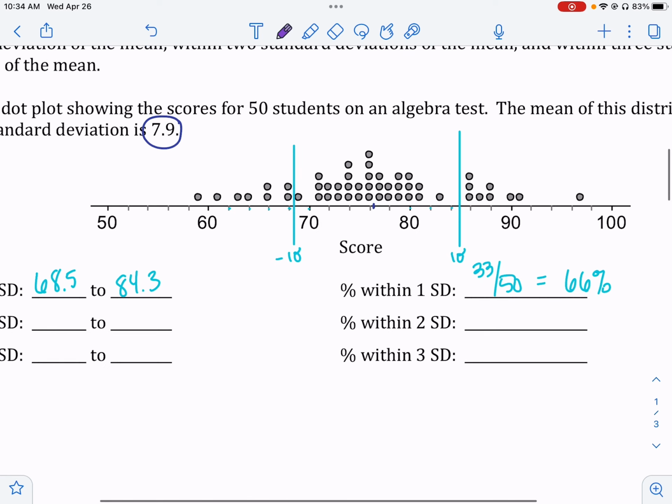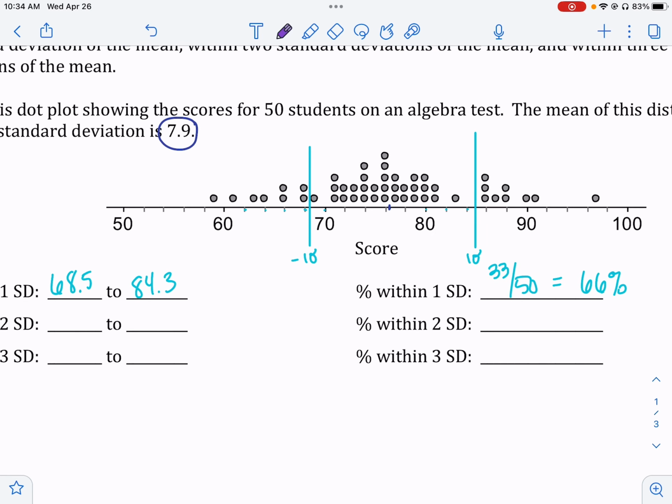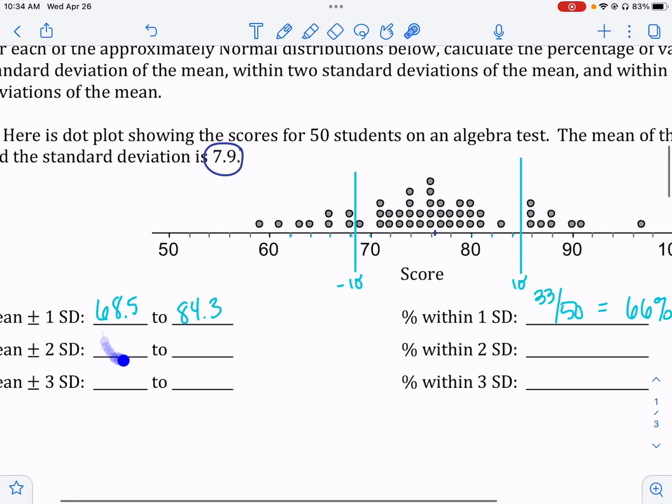So I'm going to take these numbers, which are the edges of these right now, and I'm going to add or subtract that standard deviation again. So I'm going to take 84.3 and add that standard deviation of 7.9 again, and that gives me 92.2. And I'm going to go in the other direction, so 68.5 minus 7.9, and that gives me 60.6.